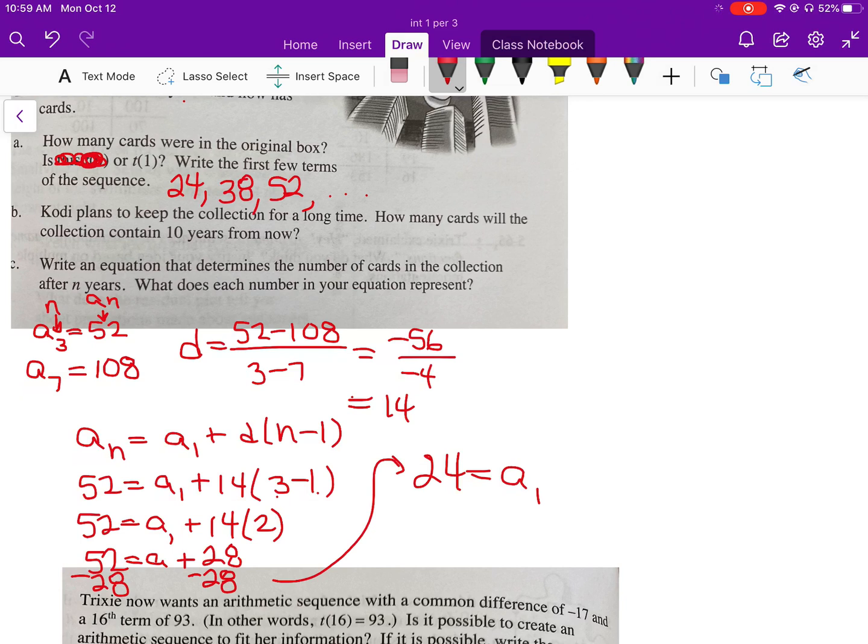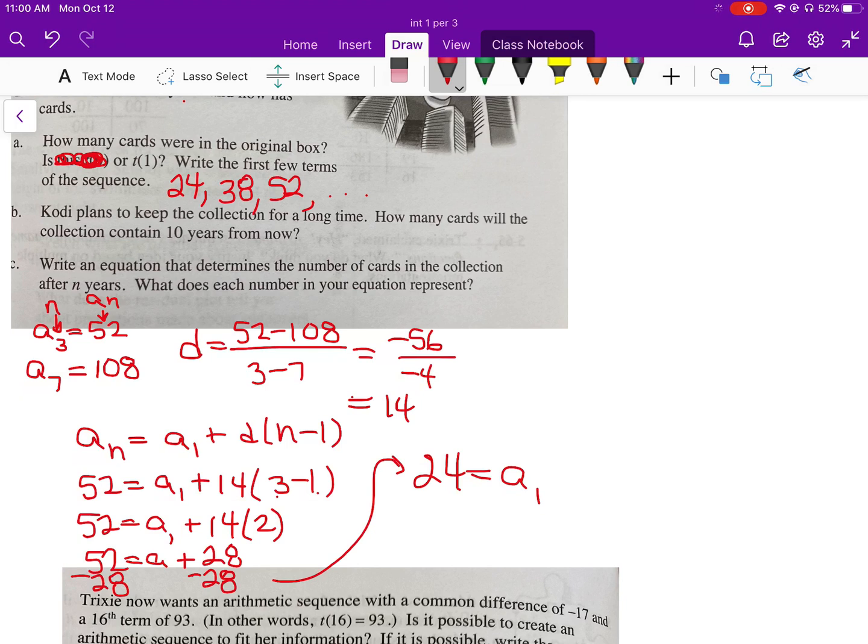How many cards will the collection contain 10 years from now? Ooh, that's a good one. So n would equal what number? It's 10 years from now. How many years has he had the collection already? And 10 years from now would make it 17, because it's 10 years. He's already had it for 7. Now it's 10 years in the future, so it's 17. So find for n equal to 17.